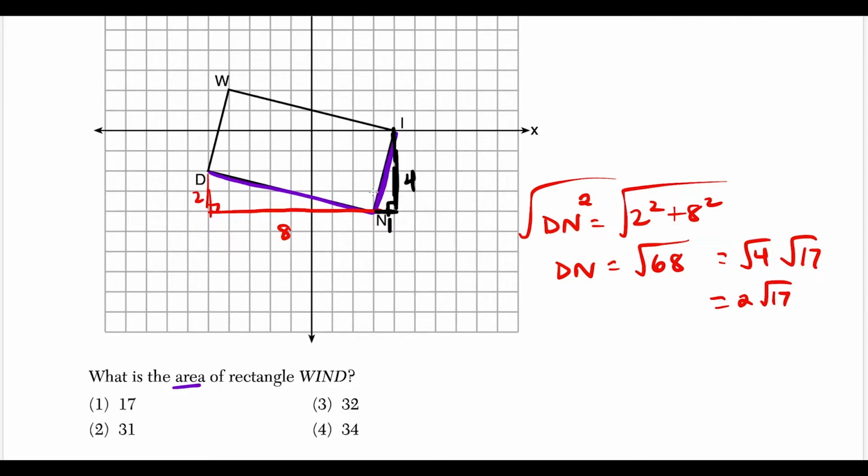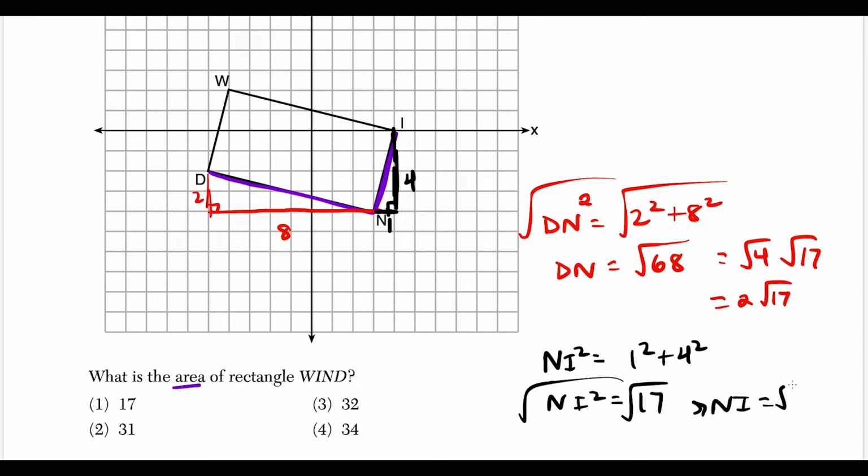So to find the length of this side, we're going to use Pythagorean theorem. So I have ni squared is equal to 1 squared plus 4 squared. So ni squared is equal to 17, which tells us that ni is equal to square root of 17.